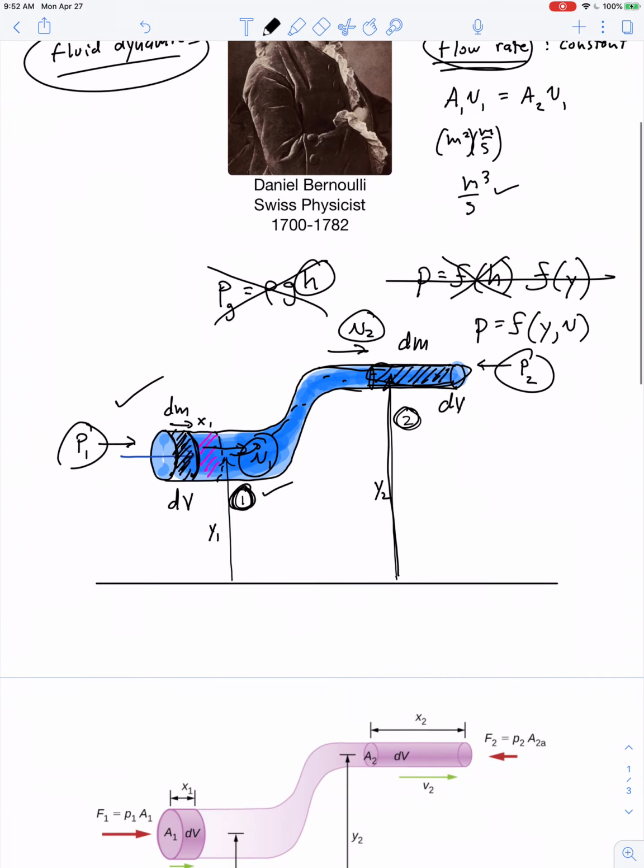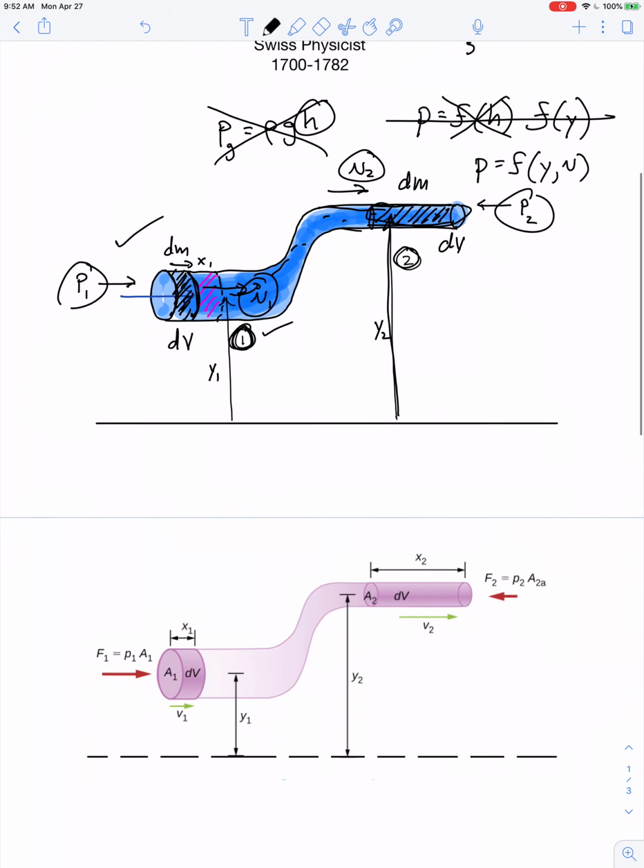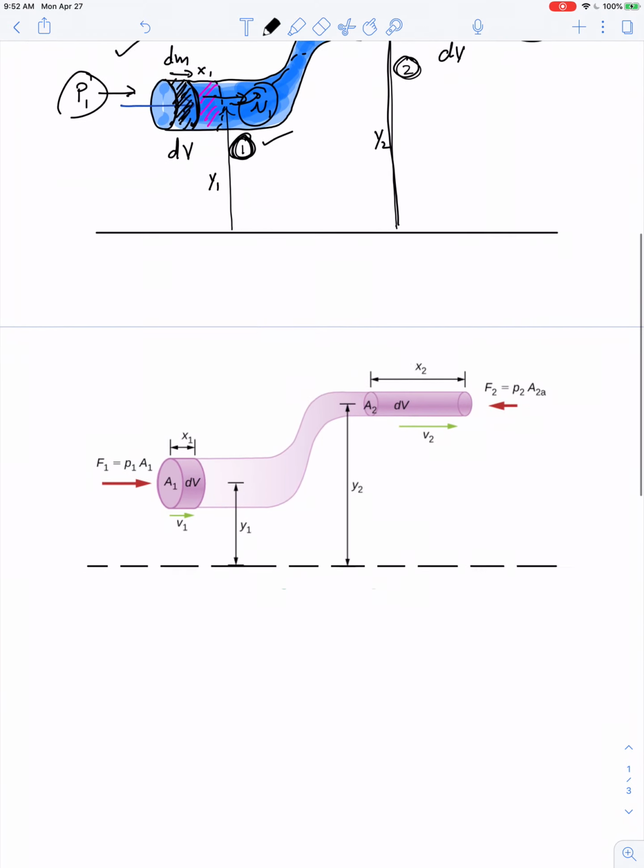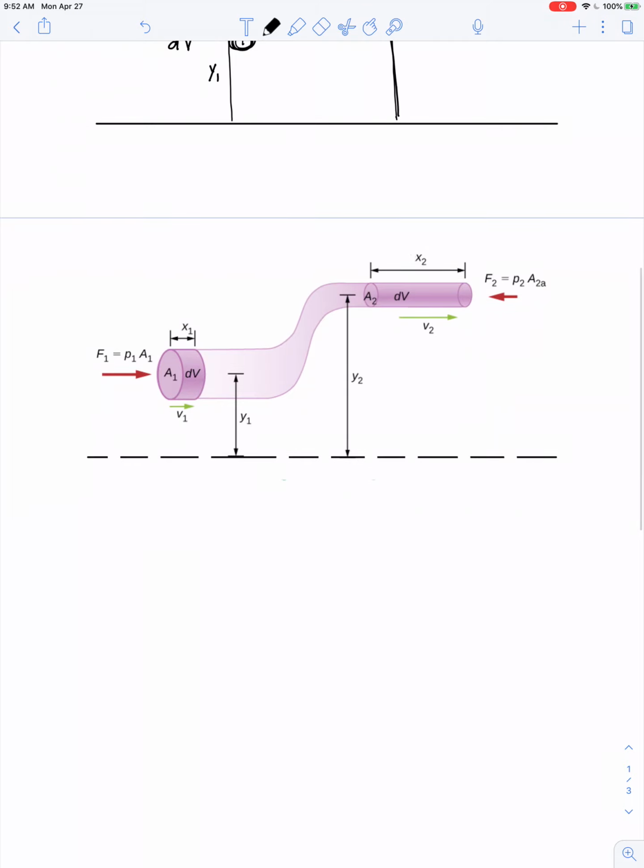We can express how all these quantities are interrelated by applying the Work-Kinetic Energy Theorem. So hopefully you recall the Work-Kinetic Energy Theorem says the sum of all work done on an object is equal to that object's change in kinetic energy.